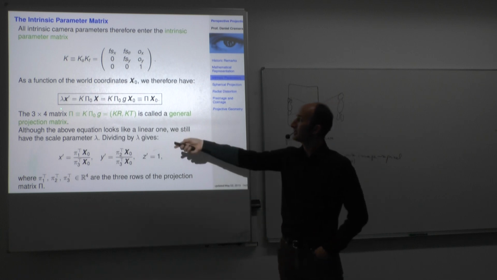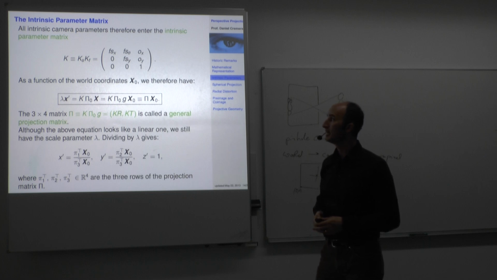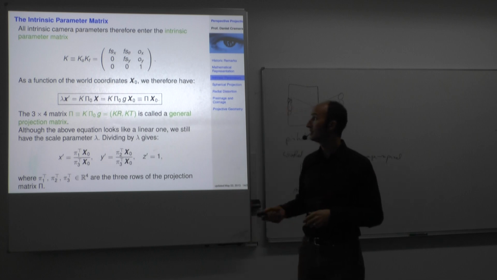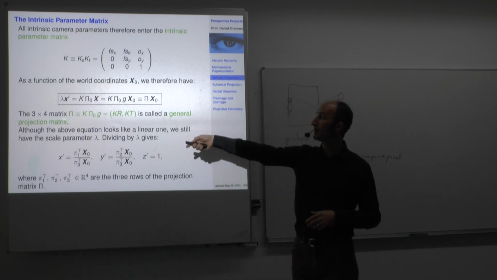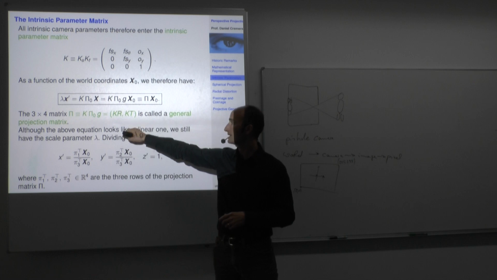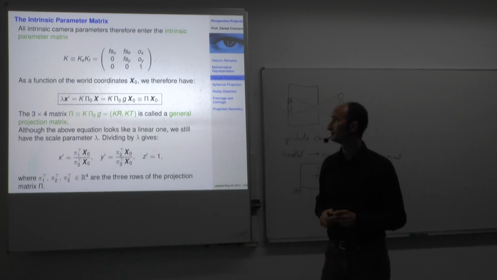So this matrix, pi, we call it the general projection matrix. It basically combines both the rigid body motion of your camera and the perspective projection. So it's one large 3x4 matrix that contains, as you can see, translation, intrinsic parameters, and rotation and intrinsic parameters.